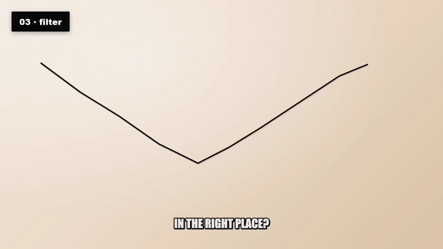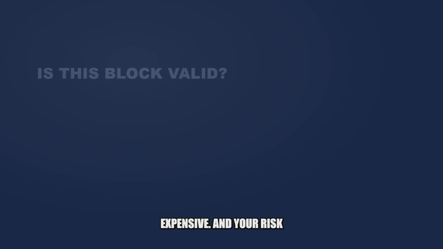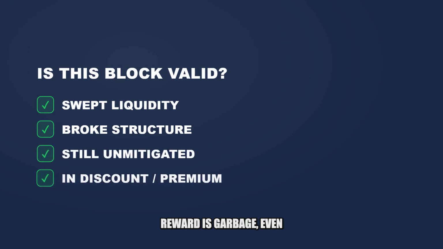Check 4. Is it in the right place? Discount or premium? Take the full swing, top to bottom, and cut it in half. For a buy, your order block should sit in the lower half. The discount, you want to buy cheap. If your bullish block is sitting in the upper half, in premium, you're buying expensive. And your risk reward is garbage even if the trade works.